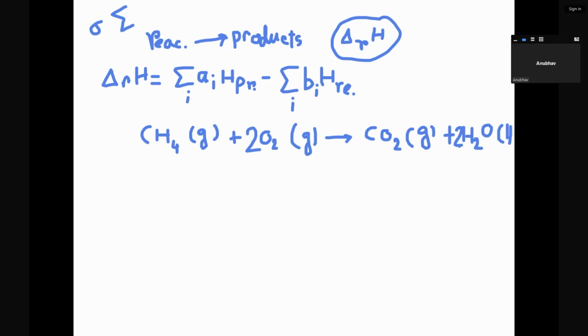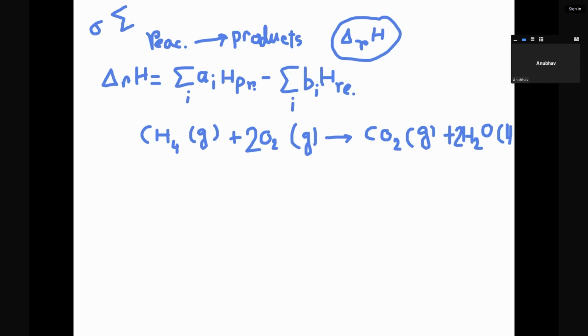Here also we have 4 hydrogen atoms, 2 into 2, and on the left we also have 4 hydrogen atoms. On the left-hand side we have 1 carbon, and on the right-hand side also we have 1 carbon. So now this entire equation has been balanced.